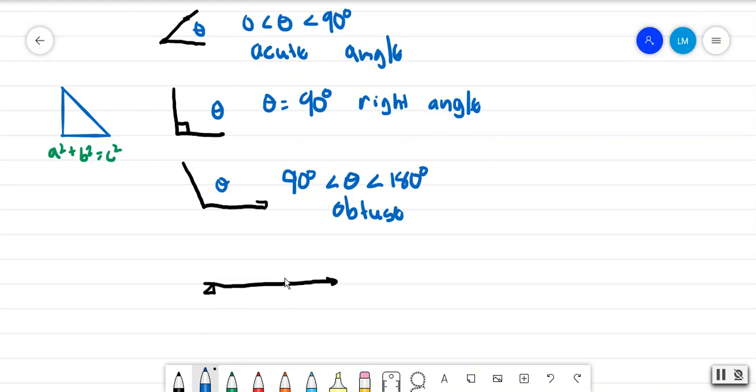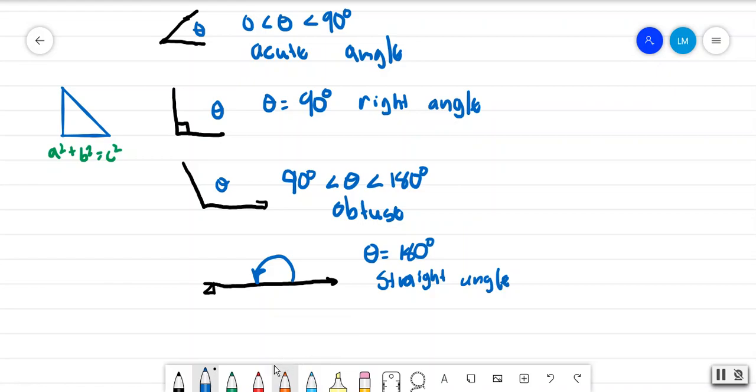So the last type of angle that we can look at is, say for example, that you form an angle that goes like so. Well, in this case, the angle is 180 degrees. Now, this is meant to be just like a line, in this case a straight line. So that's why we tend to call this one a straight angle.